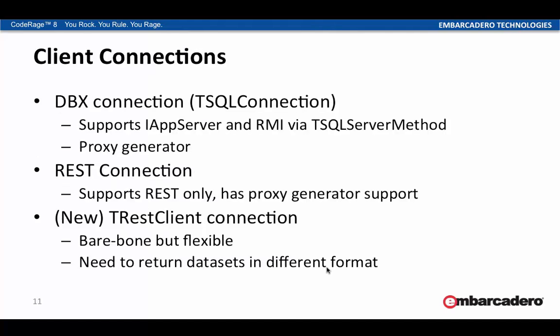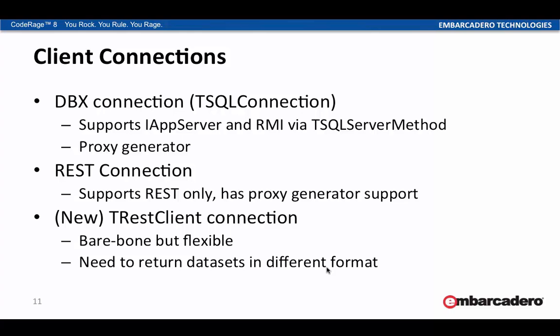In terms of client side, if you're using the IAP server model, you have to use a TSQL connection, although it's not strictly related to DB Express and you can use any technology on the server side. It uses the TSQL connection component. This supports both the IAP server and the remote method invocation. You can use that component, once configured, to generate a proxy class with a list of the methods on the client side. But you can also use the TSQL server method objects to connect to individual methods.